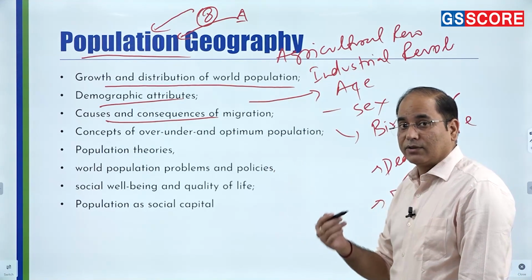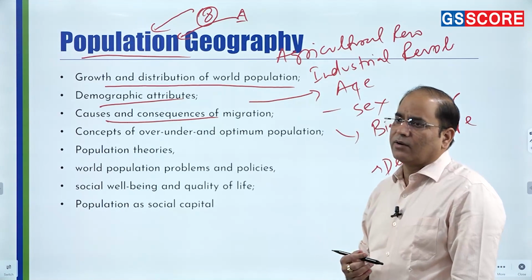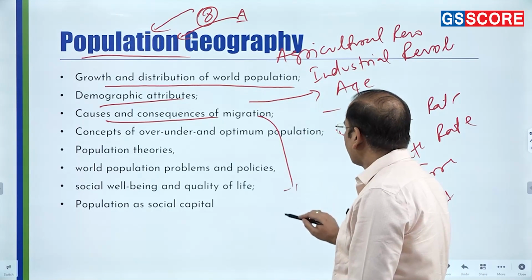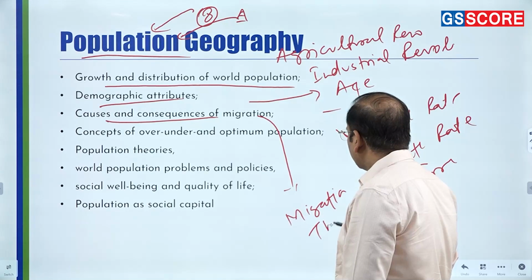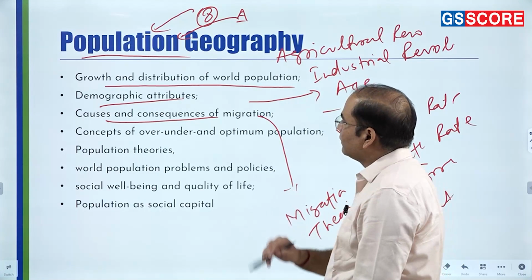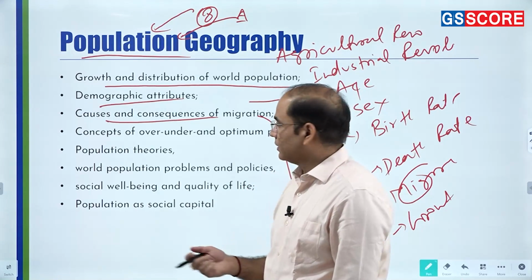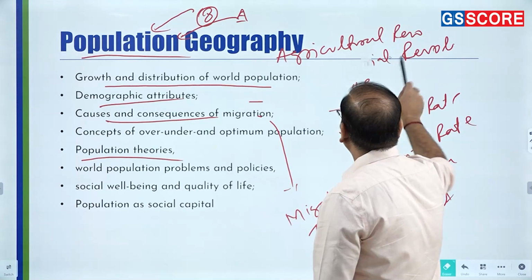So causes and consequences means what causes migration and what will be the migration. In fact, there are lots of theories of migration also. So along with this, you have to study migration theories. So there are different migration theories that you are supposed to study. Then we have some of the population theories that you are supposed to study.